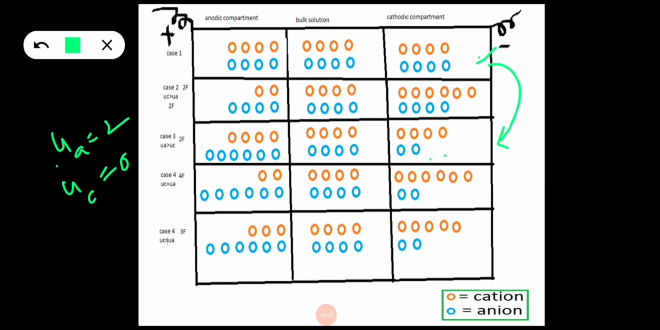So in the second case we shall see that 2 anions are moving into this compartment, and again they will come into this compartment. They will come here. No cations are moving because the speed of cations is 0. So 2 cations should move towards the cathode, but 4 cations are present here. No cation came into this bulk solution, and no cations entered into the cathodic compartment. So the 4 cations of the cathodic compartment are present, same as the initial concentration.